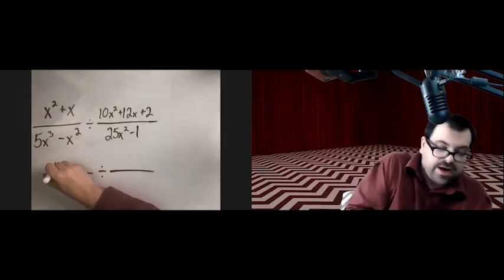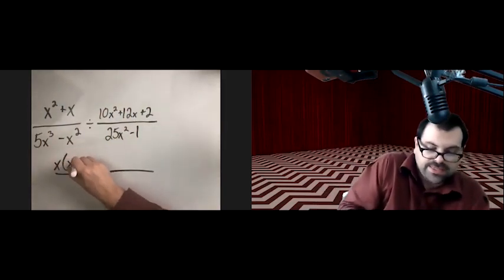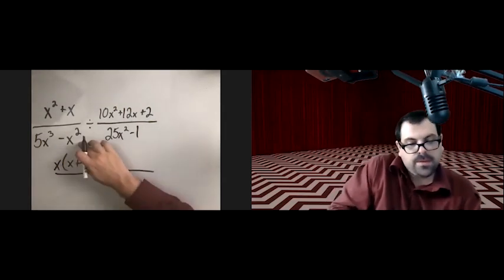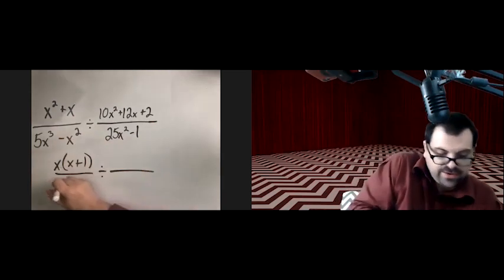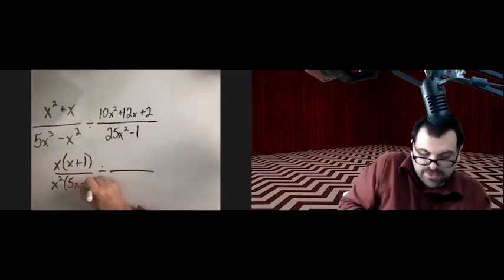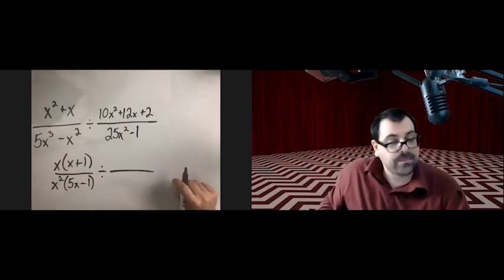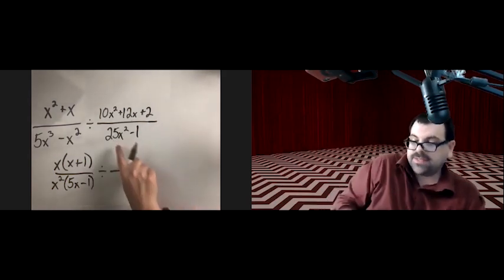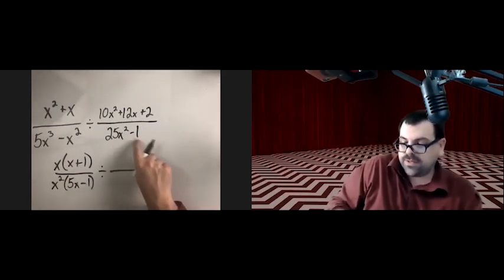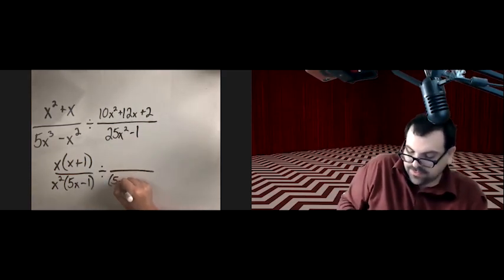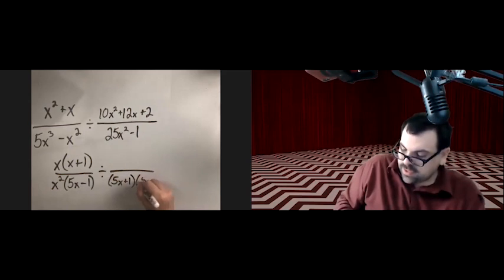Top left, factor out an x. We're left with x plus 1. Bottom left, factor out an x squared. We're left with 5x minus 1. Bottom right, this is a difference of two squares, 5x and 1. So 5x plus 1 times 5x minus 1.